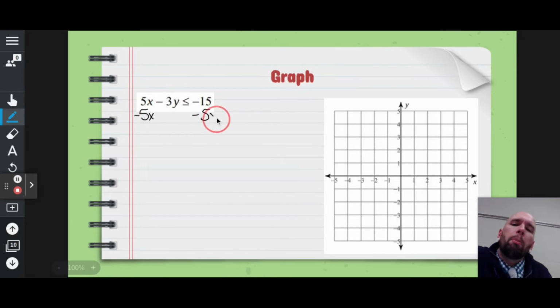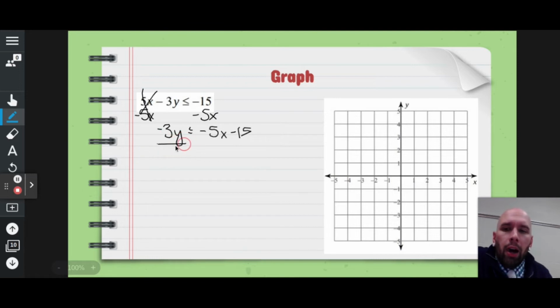Minus 5x, cross you out. Drop down the -3y, drop down the less than or equal to. These two guys don't combine because one has an x and the other one doesn't. So I have -5x minus 15. Is y all by itself now?